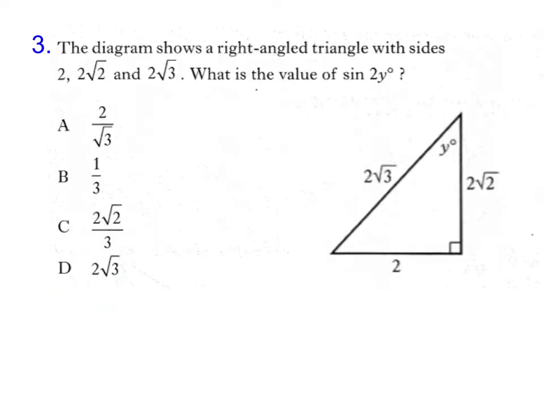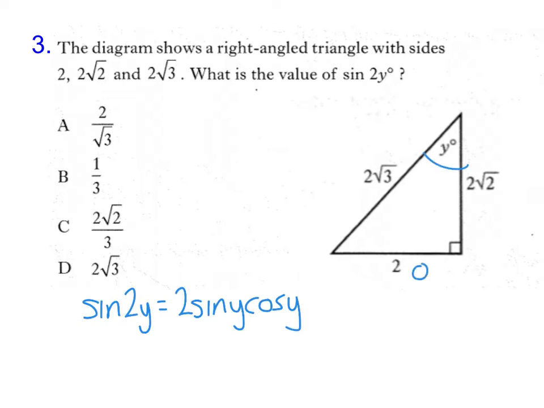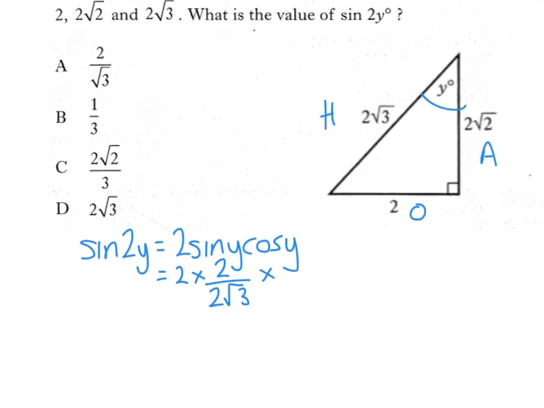Okay, question 3, we're asked, what is the value of sine 2y? So the minute I see sine 2y, I want to rewrite that as 2 sine y cos y. That is the expansion from your formula sheet for sine 2y. Now, sine y and cos y we're going to get by using SOHCAHTOA. So if this is angle y, this is your opposite, your adjacent, your hypotenuse. So we have 2 times sine y, which is opposite over hypotenuse, so that's 2 over 2 root 3, times cos y, which is adjacent over hypotenuse, which is 2 root 2 over 2 root 3.